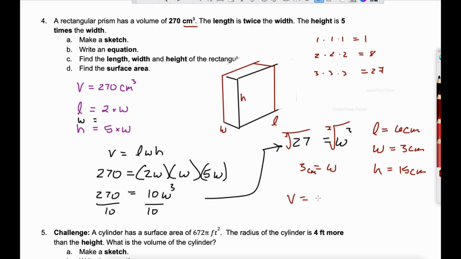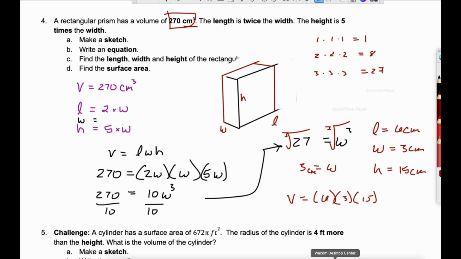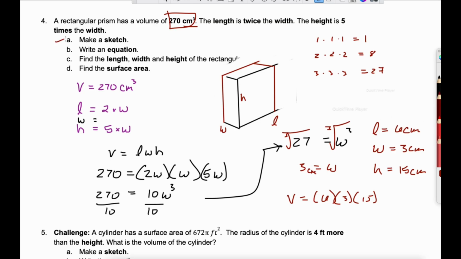Let's check. 6 times 3 times 15. If we multiply these three, we better get our original 270 cubic centimeters. So 6 times 3 times 15 equals 270. That's what we wanted. I made a sketch. I wrote an equation. I found the length and the height. Now find the surface area. All right.